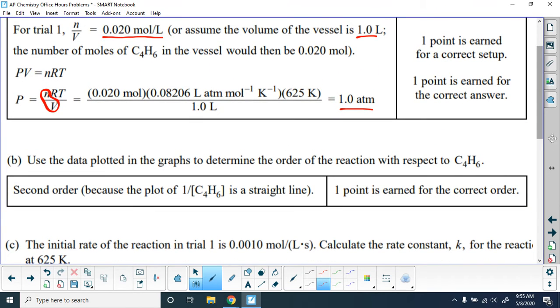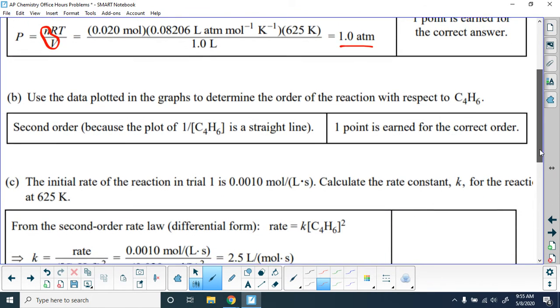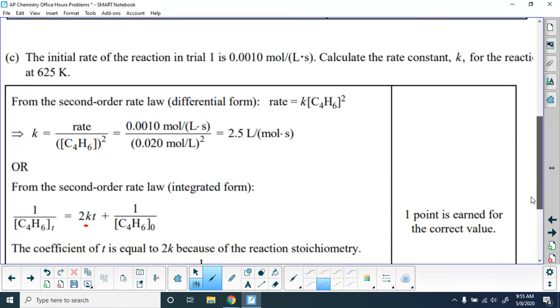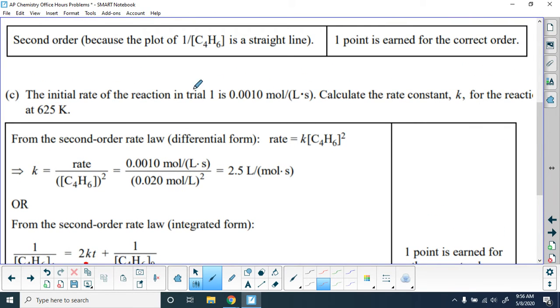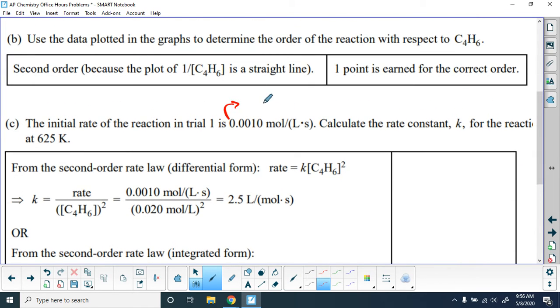For part B, you said second order. That's what you should say, and that's what we talked through with the shapes of our graphs. For part C, the initial rate of the reaction is given to you for trial 1. Calculate the rate constant. From part B, you were given the idea that it's a second order reaction, and that means you should be able to write this rate law: rate equals k times the concentration of my reactant raised to the second power, squared. That's what it means to be second order. In this problem, they give you the rate. It's right here, the initial rate of the reaction. We want to calculate k.